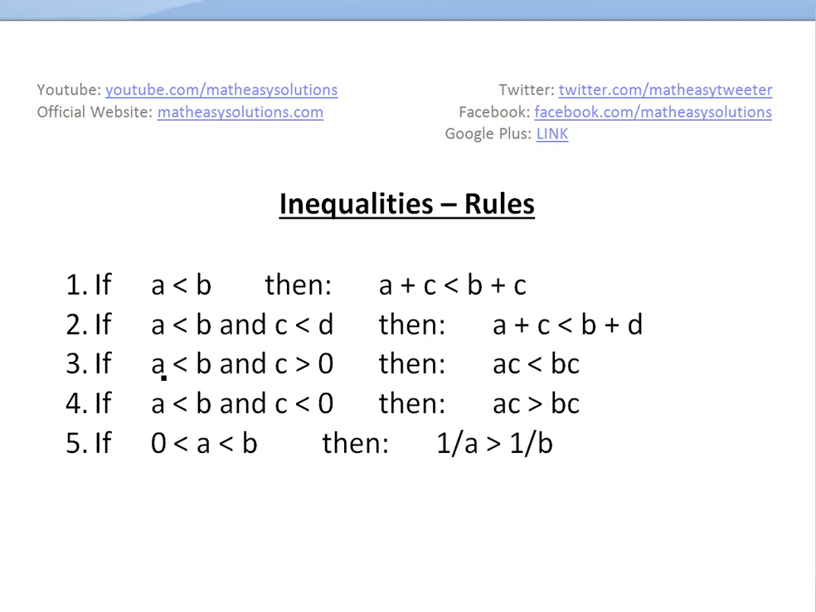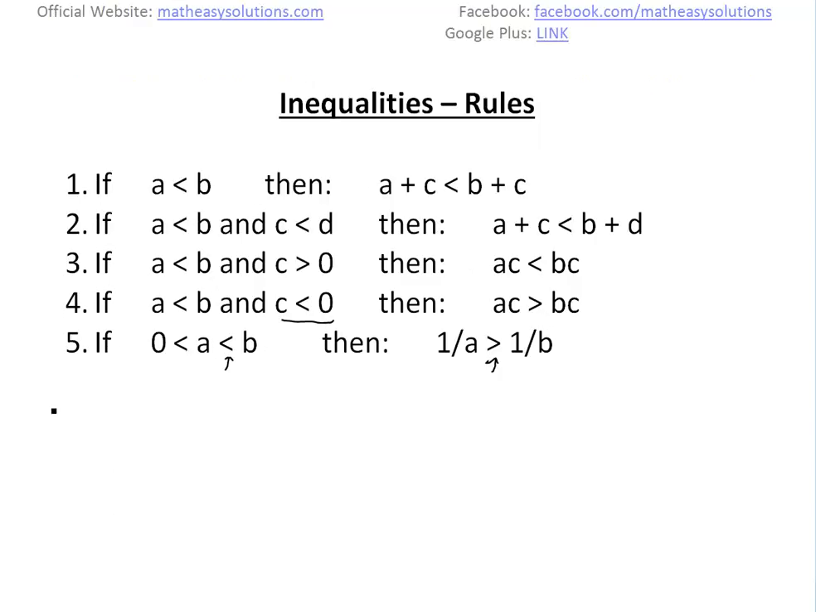First, the third one: if a is less than b, and c is greater than 0, and you multiply both sides by c, it doesn't really change anything. But if c is less than 0, you have to switch the sign. So if you multiply by a negative, you have to switch the sign. I'll explain this further. Also this one: if b is greater than a, and this is positive, so it's greater than 0, then if you divide both sides by it, you have to switch the sign here. I'll explain these further.